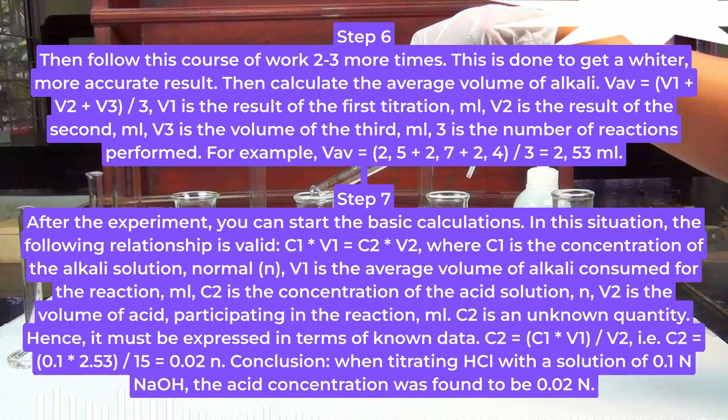C2 equals C1 * V1/V2, i.e. C2 equals 0.1 * 2.53/15 is equal to 0.02 N. Conclusion: when titrating HCl with a solution of 0.1 N NaOH, the acid concentration was found to be 0.02 N.